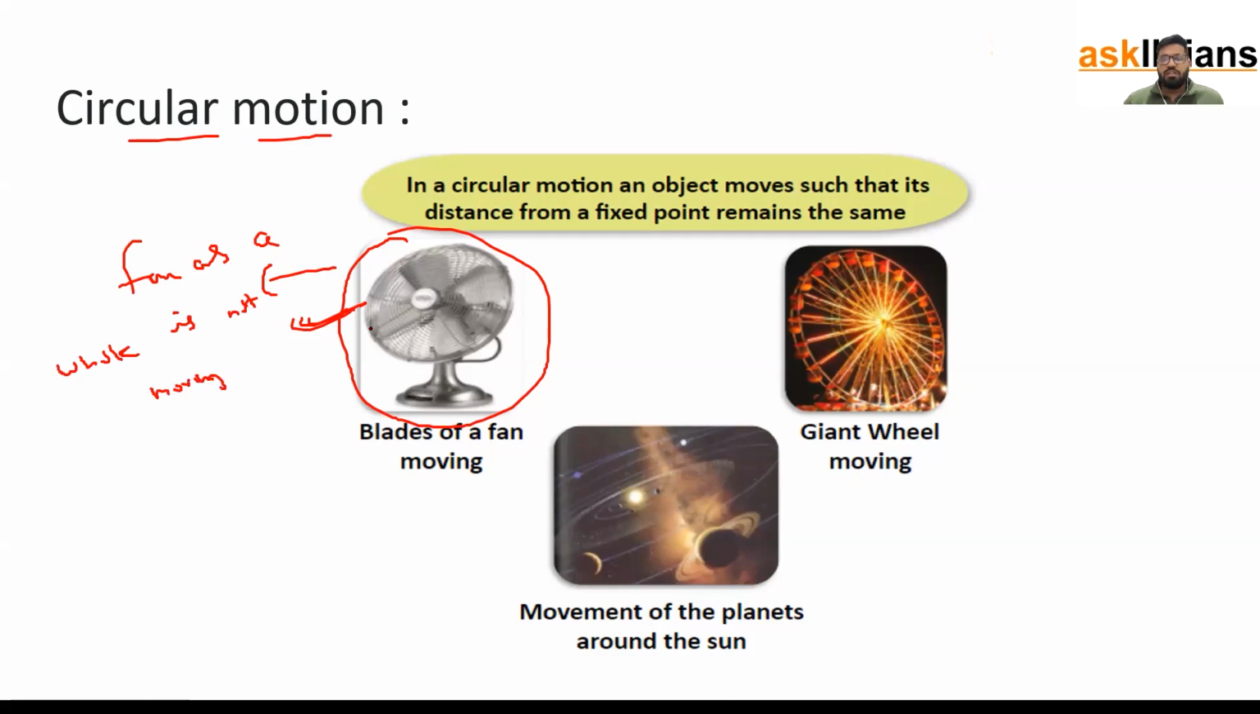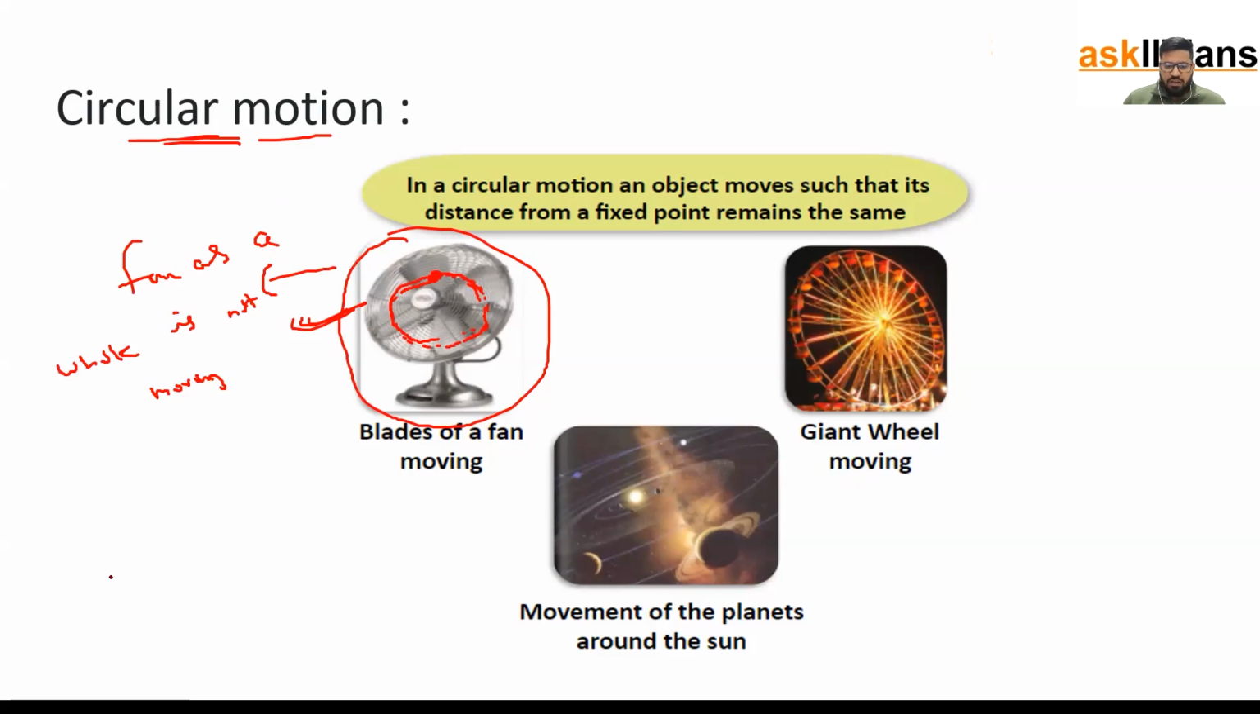But yeah, if you see the blades, or if you mark a point on this blade, suppose I'm marking this point, and I'm observing this point. So I'll observe that this point is rotating like this. It is moving in this type of path. So this type of path is known as circular motion. So what is the basic property of circular motion?